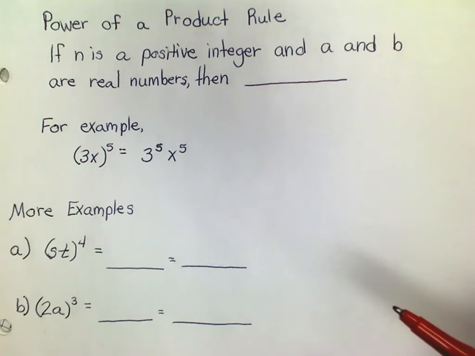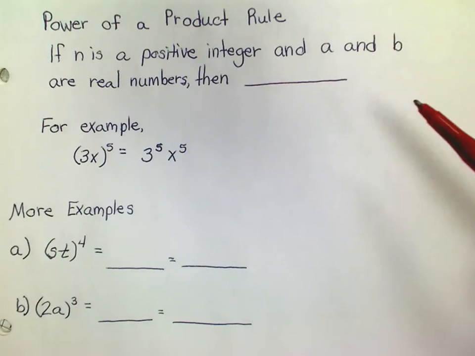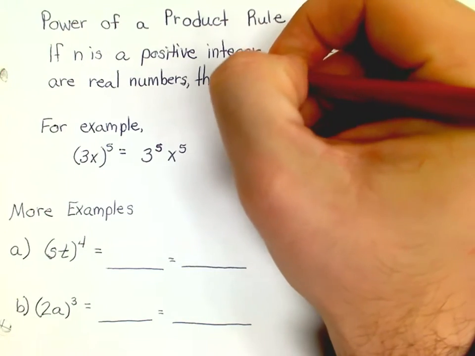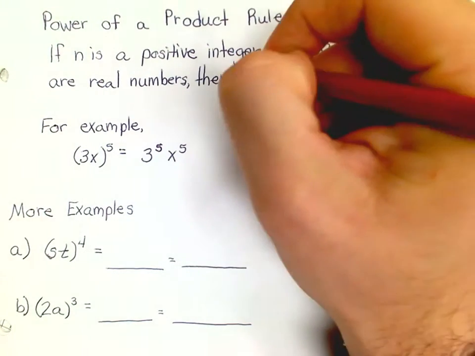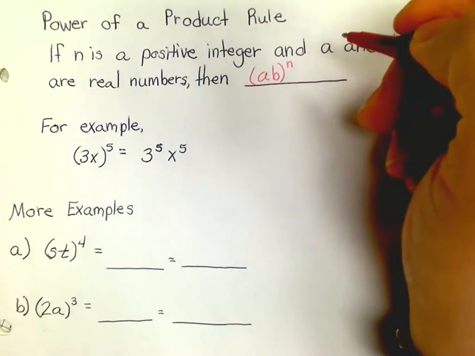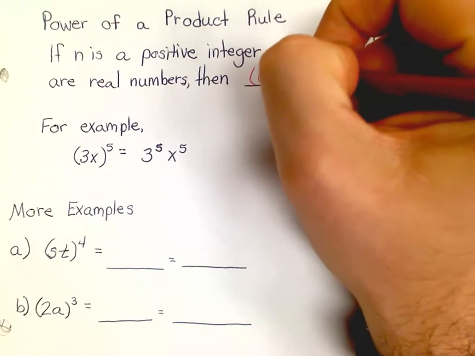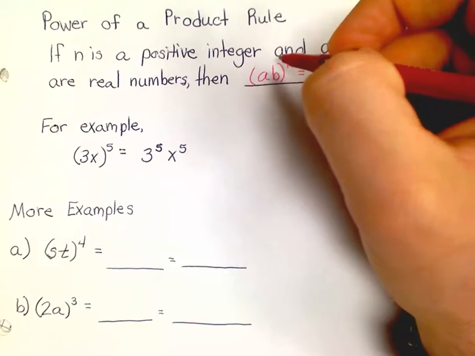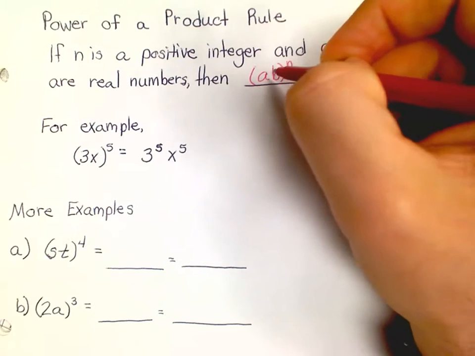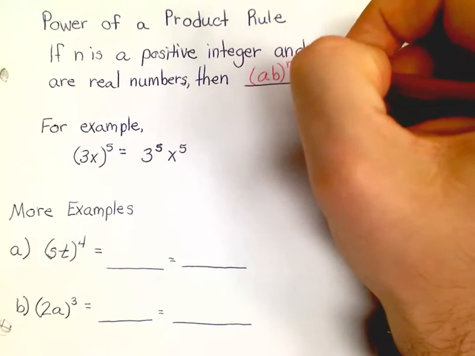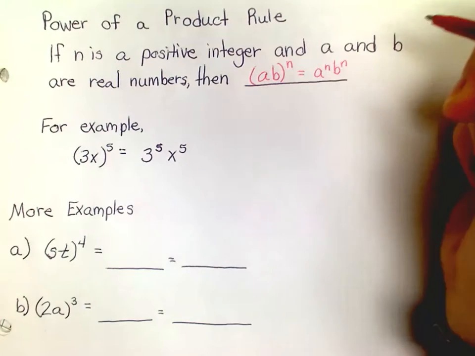If n is a positive integer and a and b are real numbers, then we have a and b inside parentheses, with n being the exponent. And what does that reduce down to? You can think of it as a strange way of the distributive property, where we have to place this exponent across everything inside the parentheses. So we're going to have a to the nth power and b to the nth power.